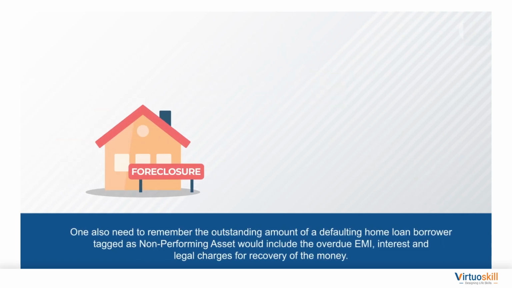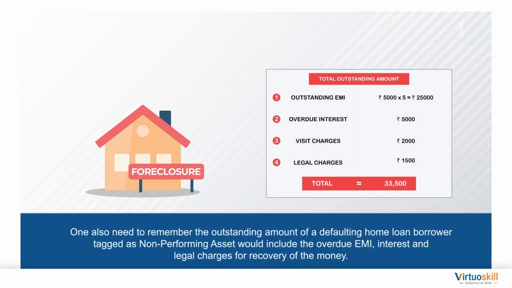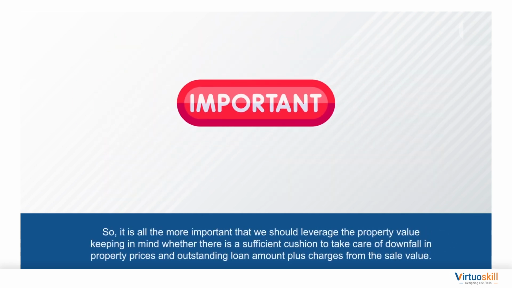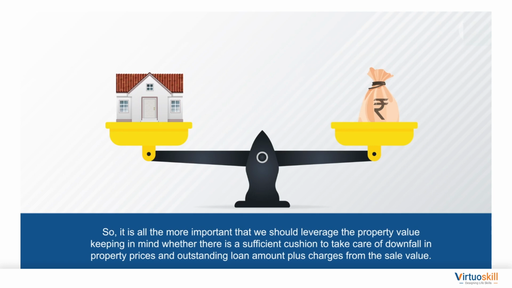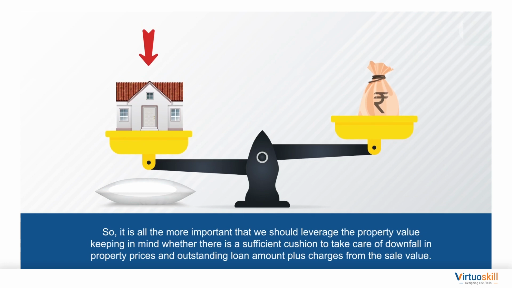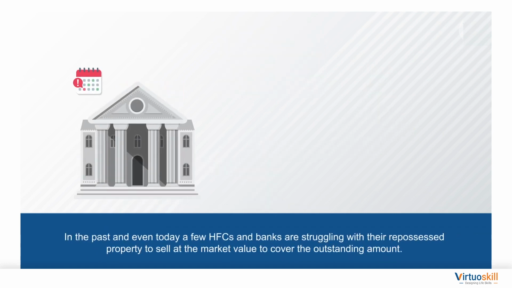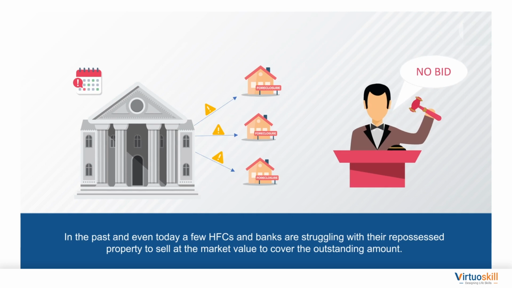One also needs to remember the outstanding amount of a defaulting home loan borrower tagged as non-performing asset would include the overdue EMI, interest, and legal charges for recovery of the money. So, it is all the more important that we should leverage the property value, keeping in mind whether there is a sufficient cushion to take care of downfall in property prices and outstanding loan amount plus charges from the sale value. In the past and even today, a few HFCs and banks are struggling with their repossessed property to sell at the market value to cover the outstanding amount.